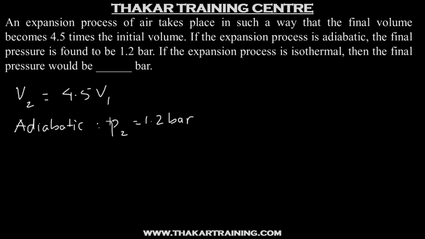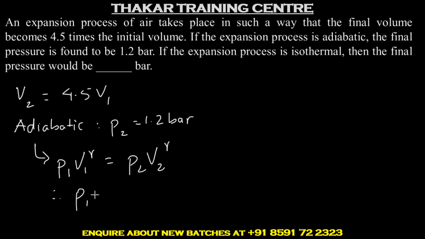So using this information, can we first find out what will be the initial pressure? For an adiabatic process, we will have P1 V1 raised to gamma equal to P2 V2 raised to gamma. So we can write P1 will be equal to P2 into V2 by V1 raised to gamma. We know P2, we know V2 by V1. And for gamma, the question says air, and since nothing is mentioned, we'll take gamma as 1.4. So we'll be able to find out P1.